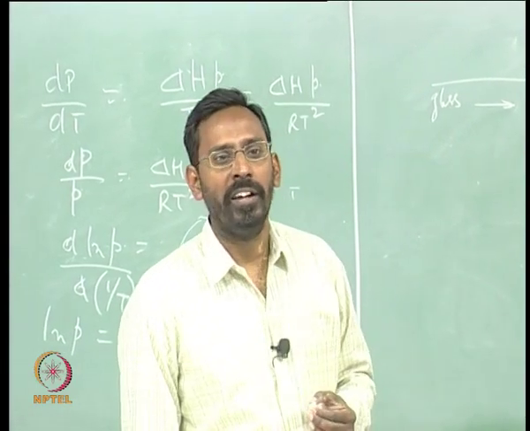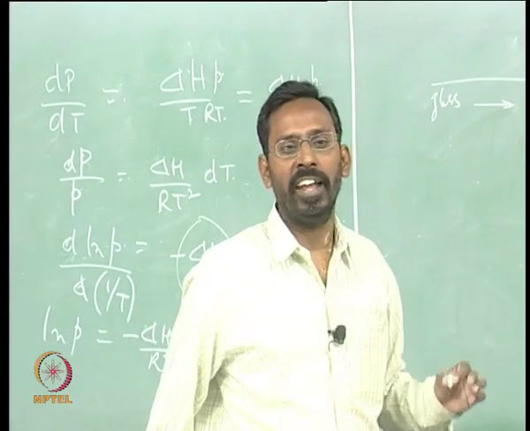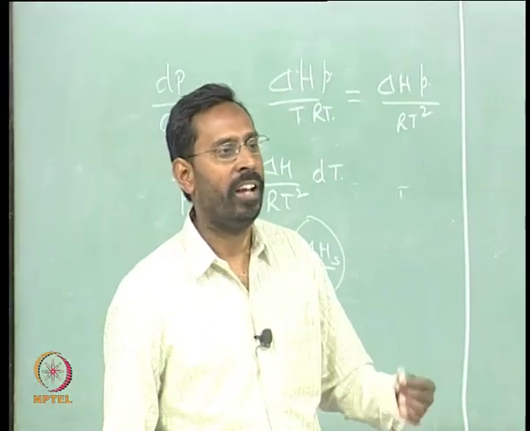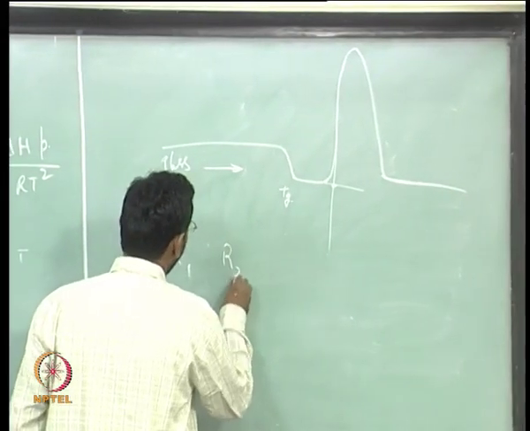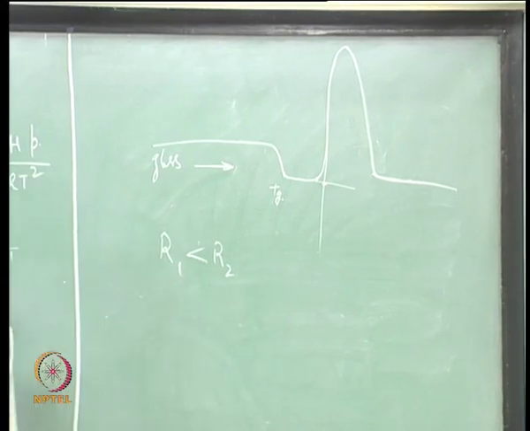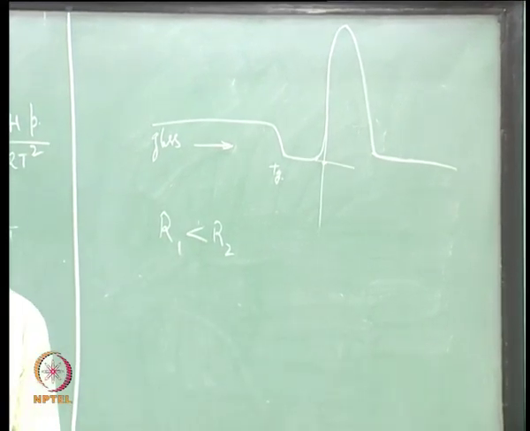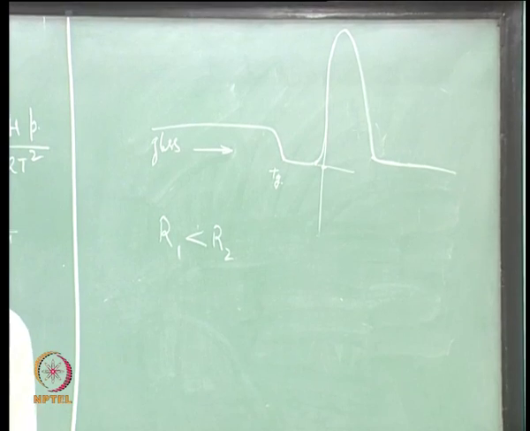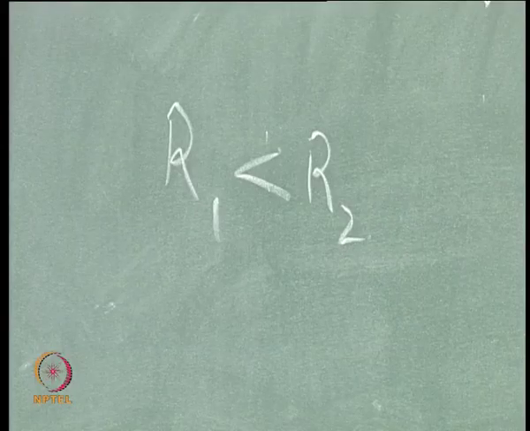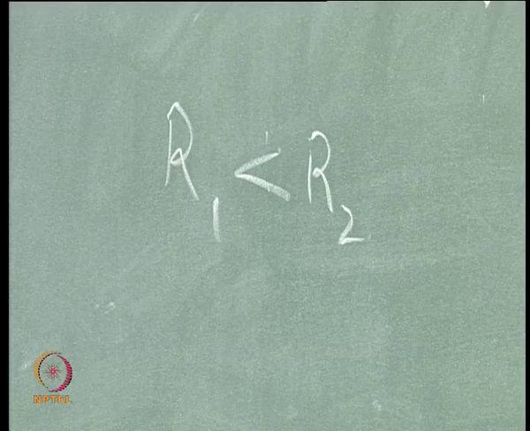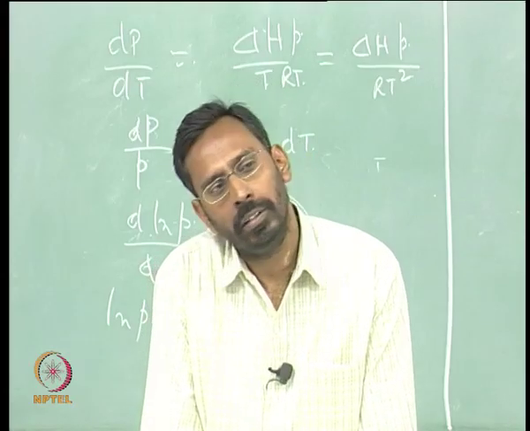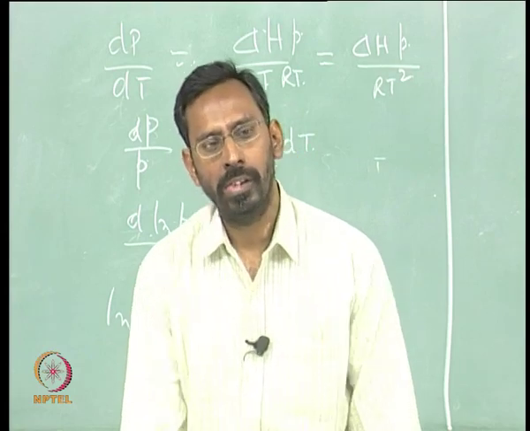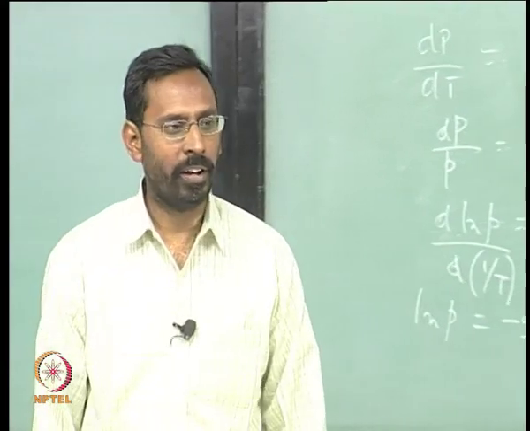If I do not get the same pattern, what will be the difference in the DSC traces that I get at two different rates? Let us say one is R1, another is R2, where R2 is greater than R1. Now tell me what will be the difference that you will get? Peak will broaden. Anything more? The peak will be shifting. Shifting towards what? In which case the peak will be at a higher temperature? R2. What is the logic?